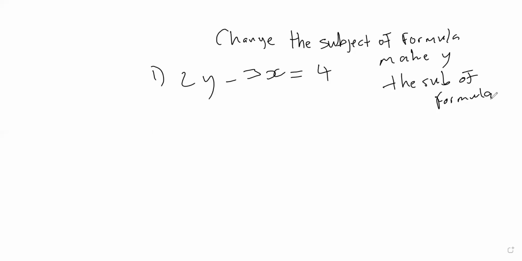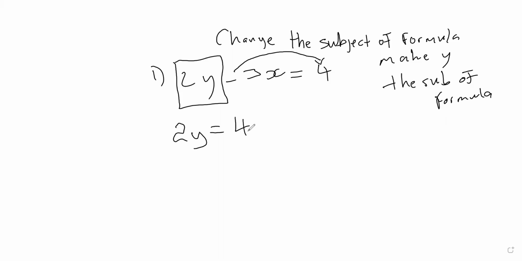Right. So what you need to do first is to make sure that you remove anything that does not have y on it to the other side, because here we are looking for y, which means we are looking at 2y. So we need to solve or simplify this equation whereby y becomes our subject of the formula. So first things first, you move this 3x to the right side so that you are left with 2y is equal to 4.